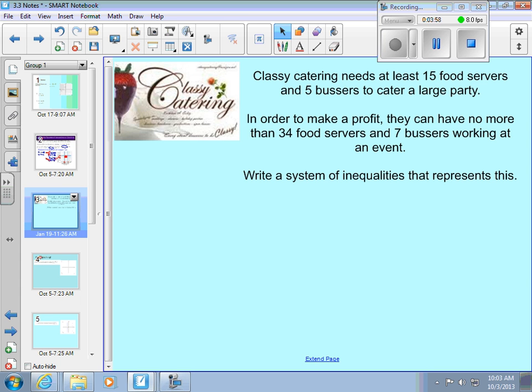All right, well, one thing you got to come up with is variables. The two things they're talking about here are food servers, so let's use F for food servers. And let's use B for the bussers. All right, so what we need to do now is write inequalities. They say they need at least 15 food servers. So that's F for food servers. And remember, at least, we've talked about this before. That means that's the minimum, or you could have more. So that would be greater than or equal to. At least means greater than or equal to.